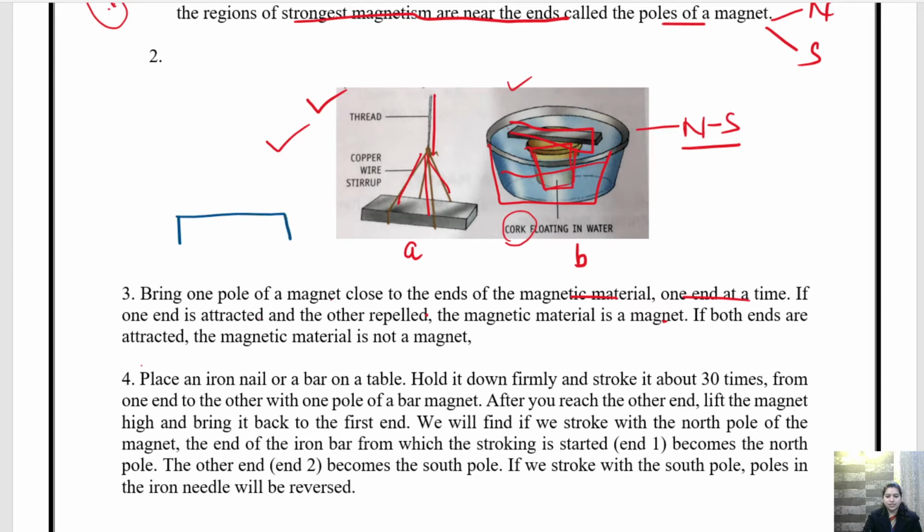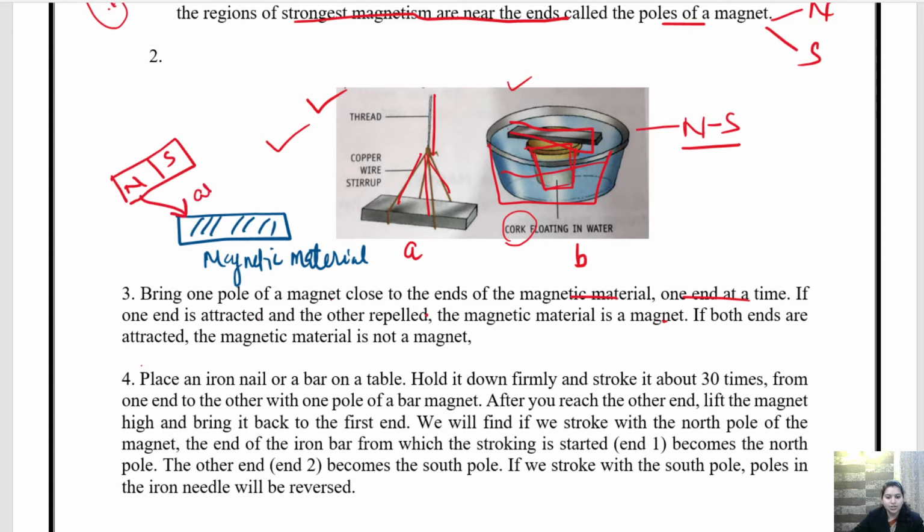So if this is a certain magnetic substance, ये क्या है? कोई मैग्नेटिक मटेरियल है जिसको हमें प्रूव करना है कि whether it is a magnet or not. So what we are going to do, we'll take a bar magnet, we'll put one end here. Okay, so it should attract or repel.